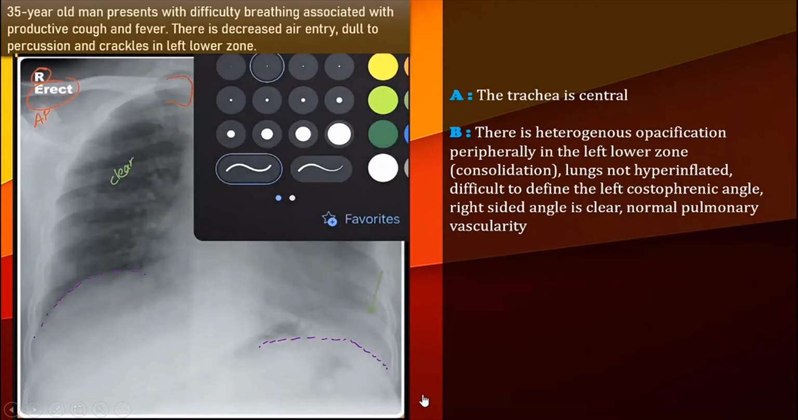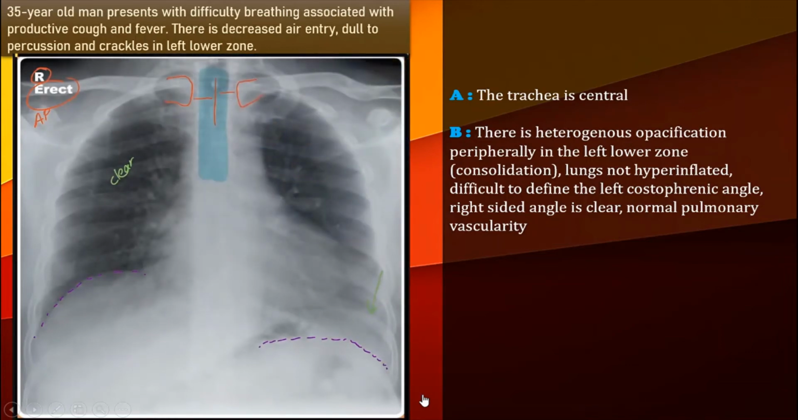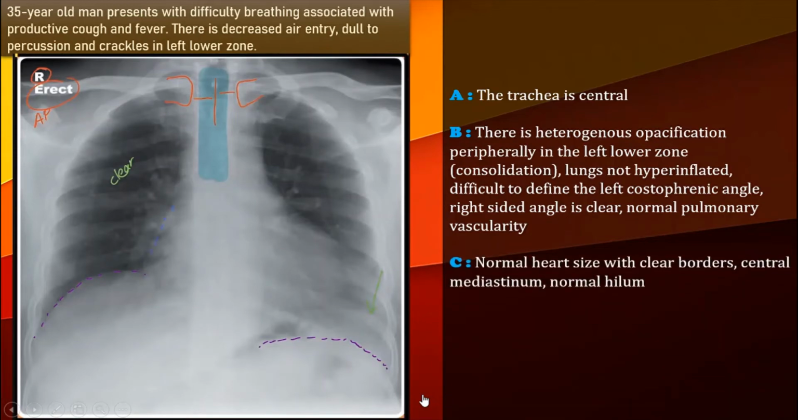Next, C is cardiac. So like I said, the heart is a little enlarged. This is due to the view. It's not a cardiomegaly, right? So you want to draw the cardiac border now. So I can see a pretty clear cardiac border. It doesn't look enlarged, it's all because of the view, and the aortas are normal, and the mediastinum is central as well, it's not deviated, so you can add that in your cardiac C.